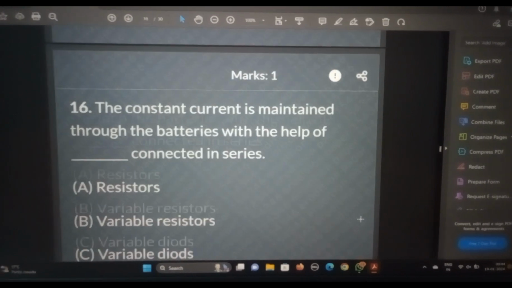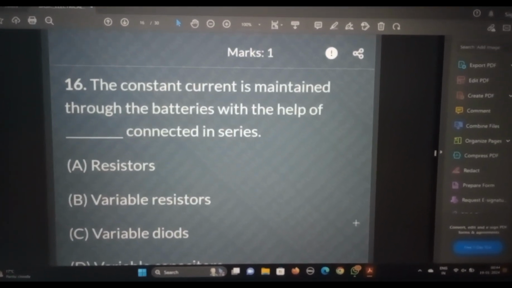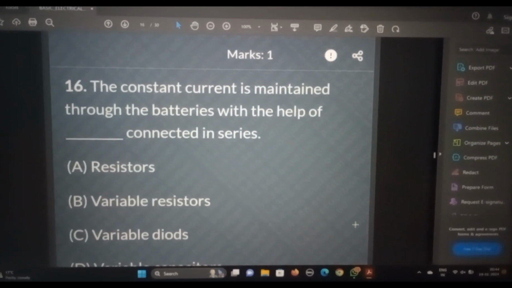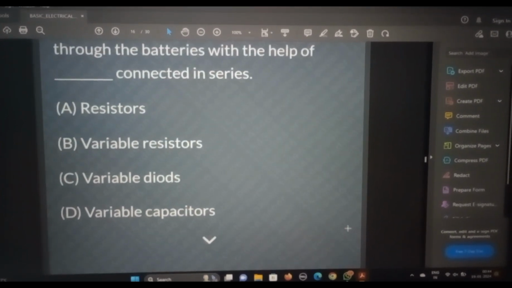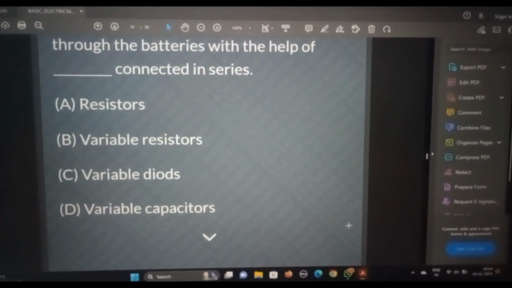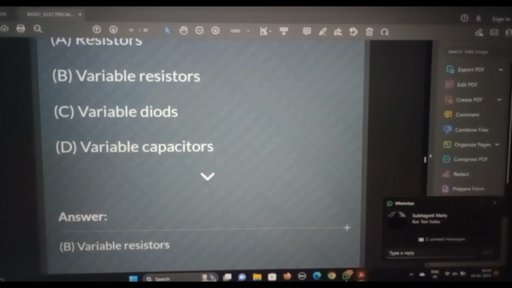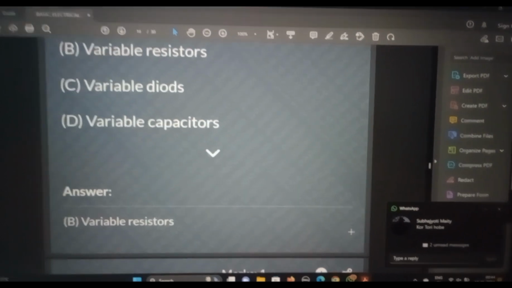Number 16. The constant current is maintained through the batteries with the help of a dash connected in series. Option A, resistor; option B, variable resistor; option C, variable diodes; option D, variable capacitor. The right answer is variable resistor.